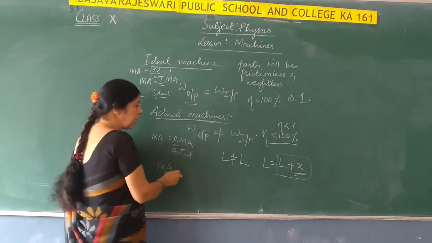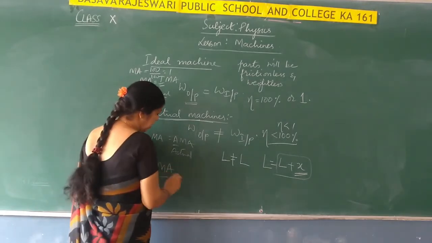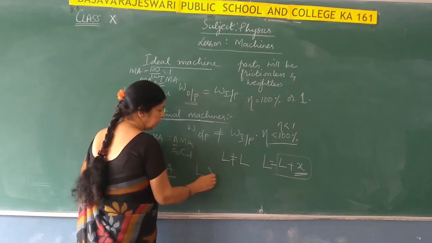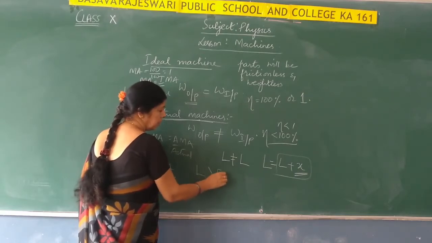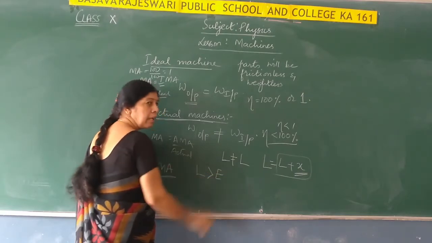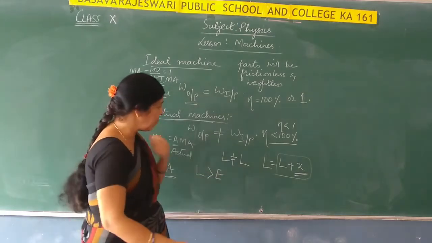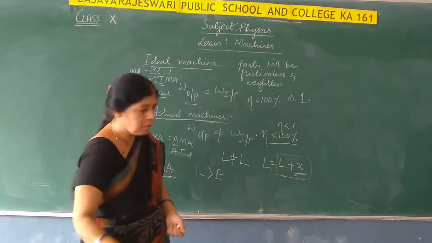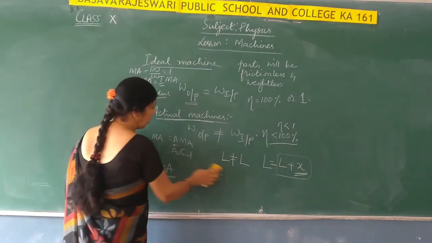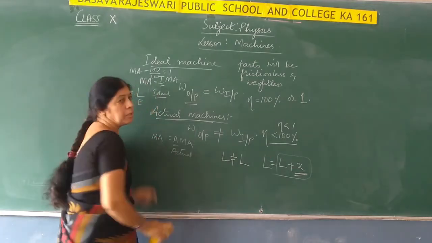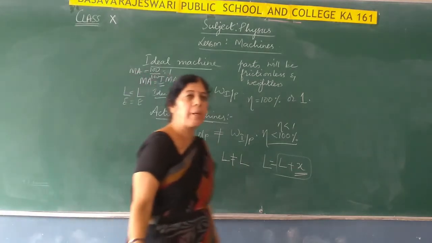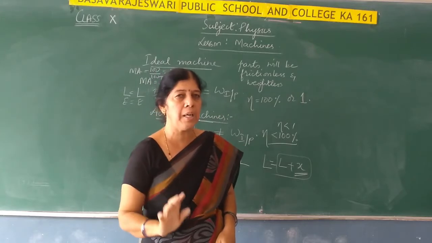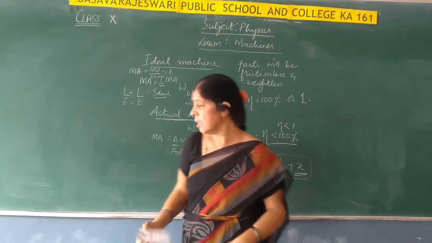But here you see, the mechanical advantage will not be equal to 1. Load will be greater than effort. So here load will be equal to load plus weight of the machine. So naturally the mechanical advantage will change. That is called actual mechanical advantage. So this much you should know about ideal machines and actual machines.